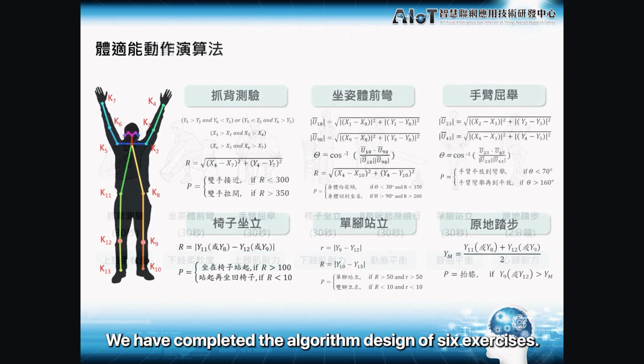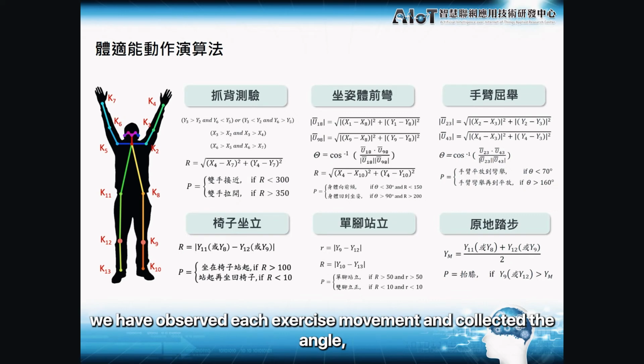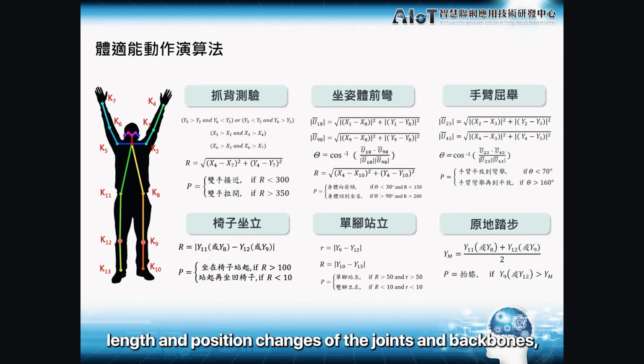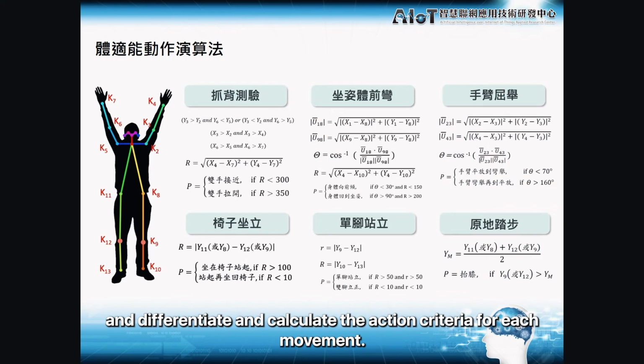We have completed the algorithm design of 6 exercises. During the design process, we have observed each exercise movement and collected the angle, length and position changes of the joints and backbones, so as to find out the behavior pattern of each exercise movement and differentiate and calculate the action criteria for each movement.